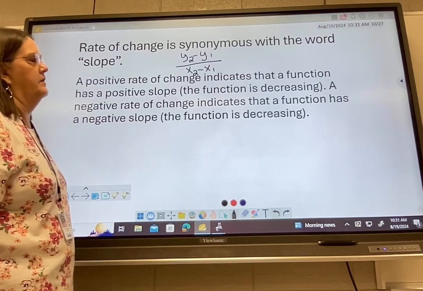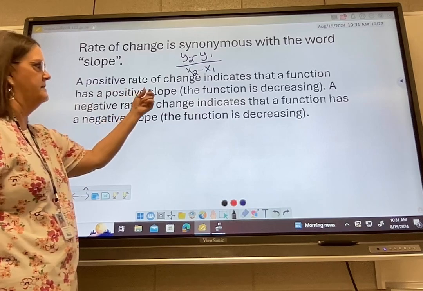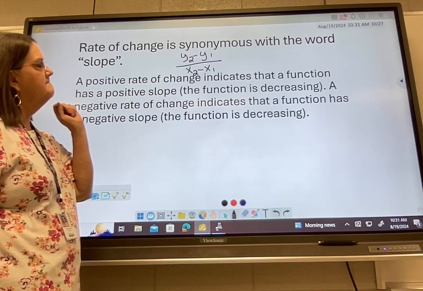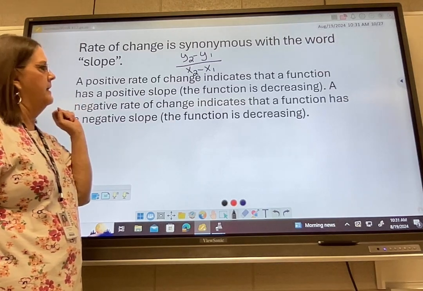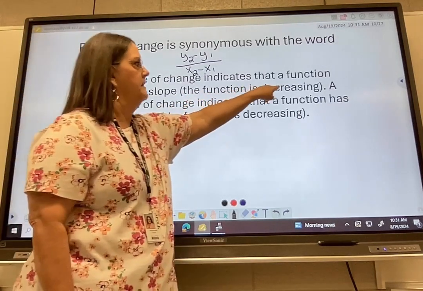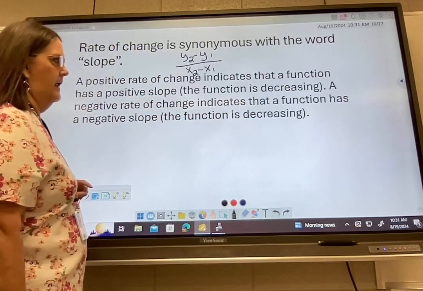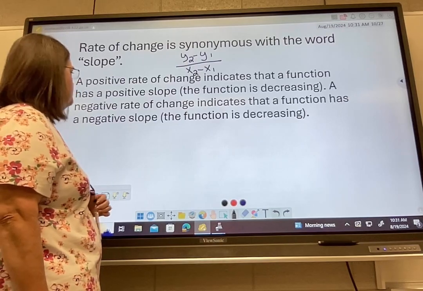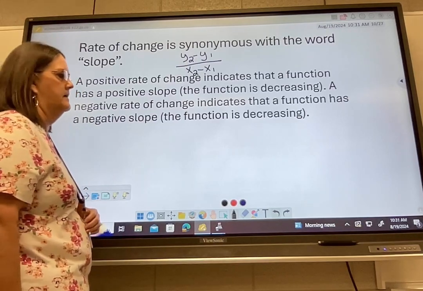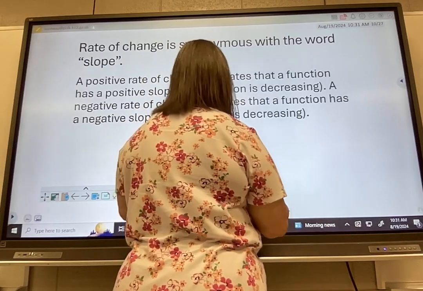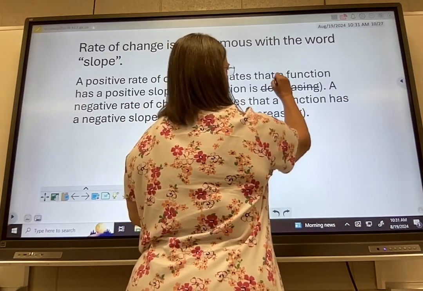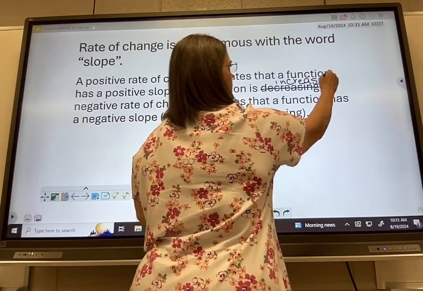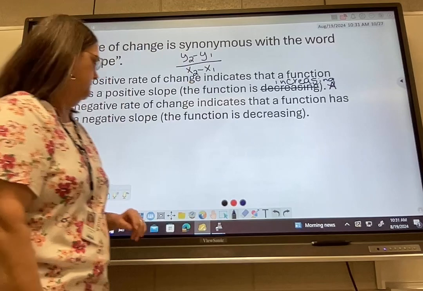A positive rate of change indicates that a function has a positive slope. A negative rate of change, this should say the function is increasing. That's what I noticed, there's a typo there. A negative rate of change indicates that a function has a negative slope and the function is decreasing. So this should say increasing. And sorry about that, I did not see it until I did the video, but there's a typo there.